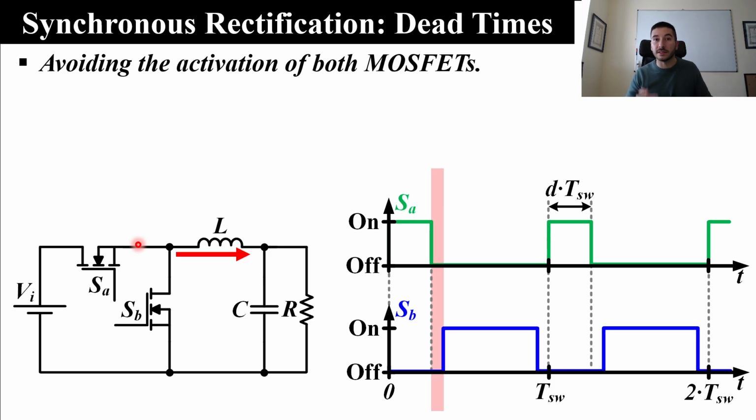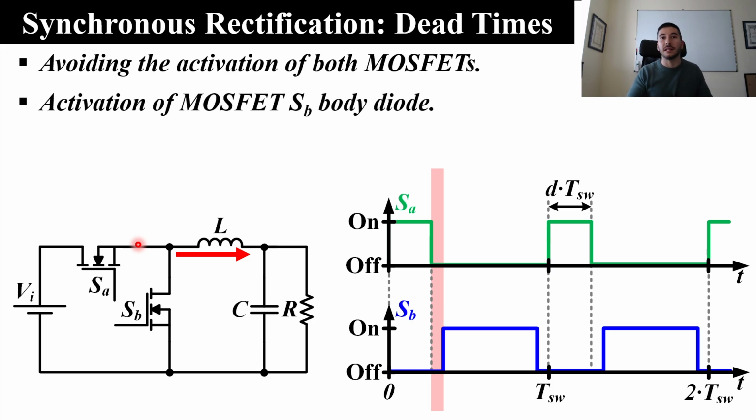In order to answer that question, we must take into account that every MOSFET includes a body diode. This is like a parasitic diode that is connected in this way. All MOSFETs include this body diode. And once we consider these parasitic elements, we know the answer to this question. During this interval, the inductor current must flow through the body diode of SV.